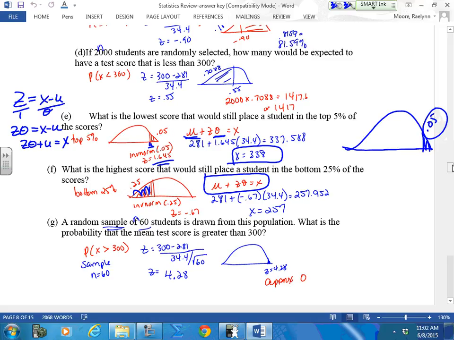Now, here's where we go to your central limit theorem. In a random sample of 60 students drawn from this population, what is the probability that the mean test score is greater than 300? This time, your standard deviation has to be divided by the square root of n. And it kind of tightens the field a little bit. So what is the probability that it will be greater than? It's approximately 0, because it's way, way, way to the right-hand side.